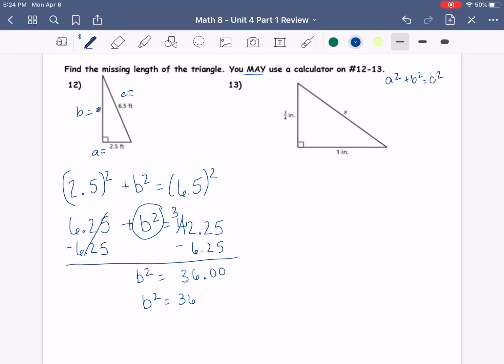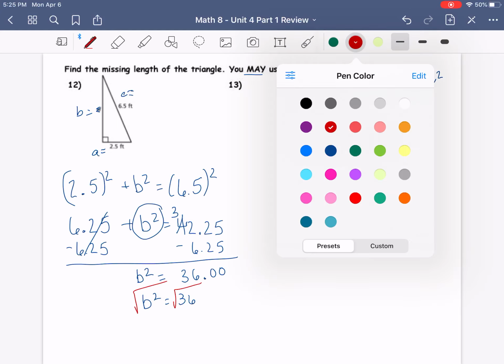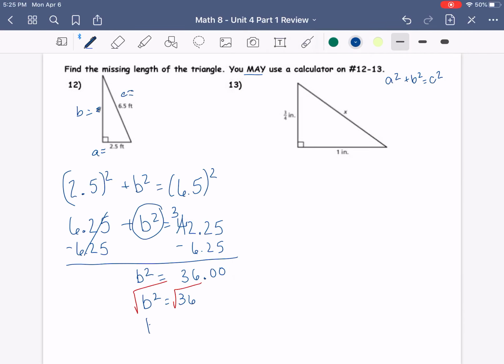To get the B by itself, I am taking the square root of both sides, leaving me with a B value of 6. Don't forget the label. 6 feet. Again, pause the video if you've gotten behind so that you can finish copying down the steps.